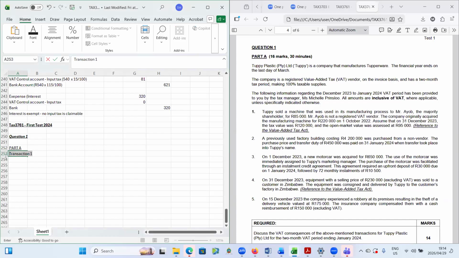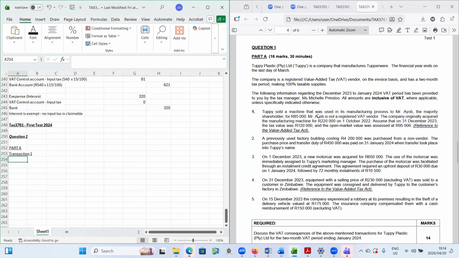They say the VAT implications. What are the VAT implications, Sina, on transaction number 1? Output VAT. There is output VAT.